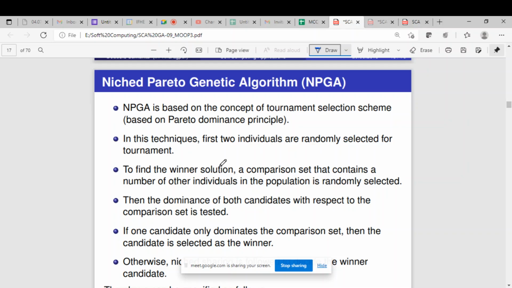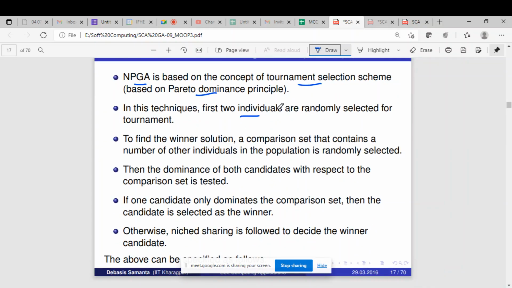This algorithm uses a tournament-based selection scheme. Previously we have discussed several selection algorithms, and one of them is called the tournament-based selection algorithm. NPGA basically uses tournament-based selection, and it also works on the Pareto optimal principle. What it does is first select two individuals randomly. Individuals means solutions, or you can call them chromosomes. Then, to find the winner solution, it creates a comparison set that contains a number of other individuals in the population.